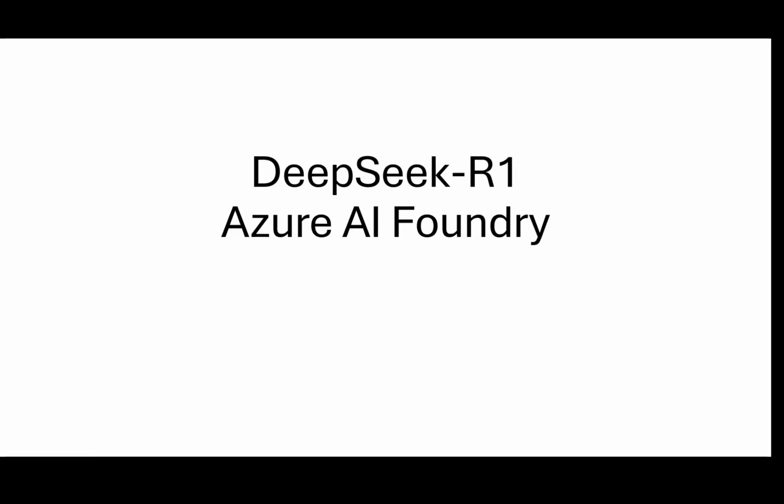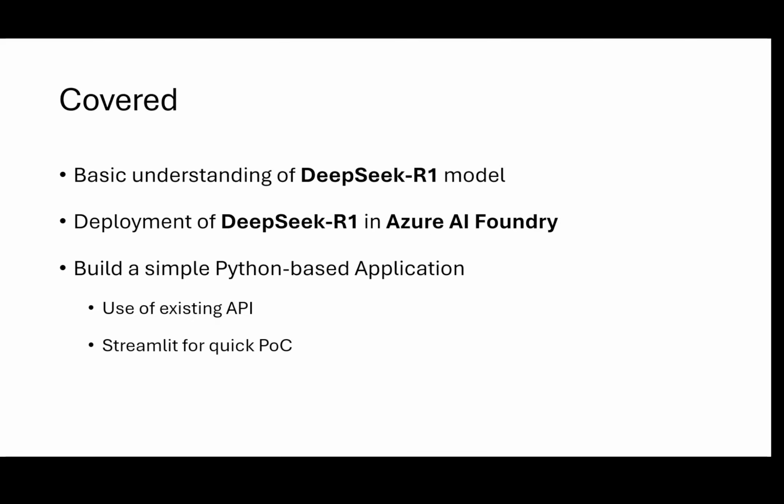So what essentially we're going to talk about today, we'll talk about a few things. We'll talk about the basic understanding of what DeepSeek R1 model is, and then the deployment of the DeepSeek R1 model in Azure AI Foundry. Then we will build a Python-based application using the existing API which is provided under Azure AI Foundry, and using Streamlit, we'll do a quick proof of concept where we will basically be hosting it in a web version, which is kind of easier for us to present.